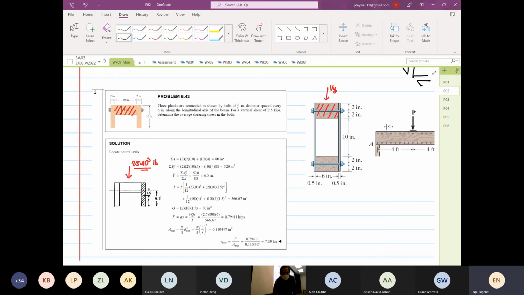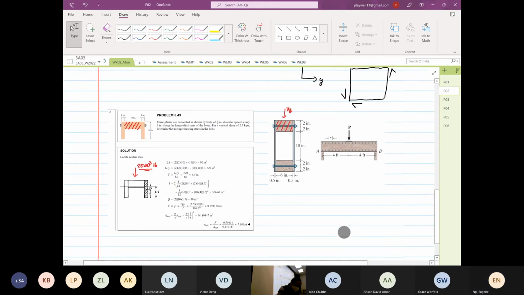So we're going to apply the same approach now. We're going to take the first moment of area in the shaded region. But for this case, we are going to break one rule. I'll tell you guys what the rule is. The first moment of area is equal to Q, width multiplied by depth multiplied by y bar.